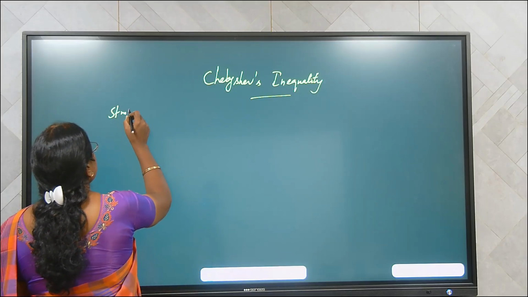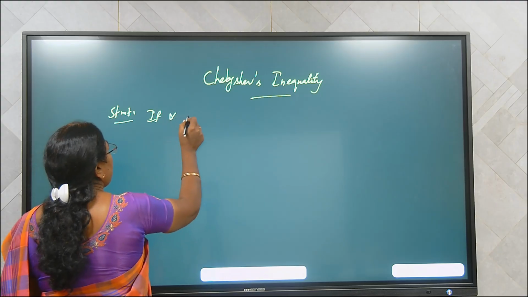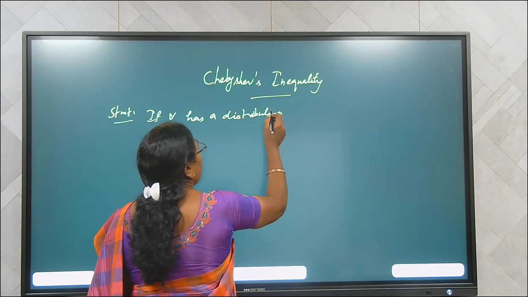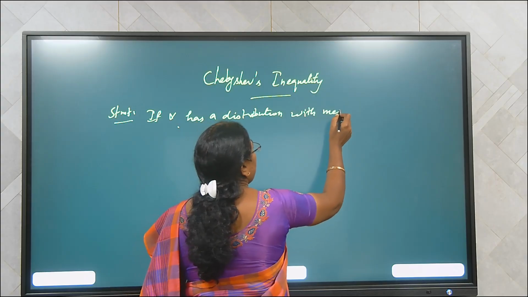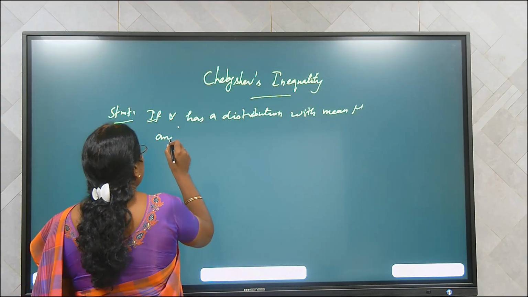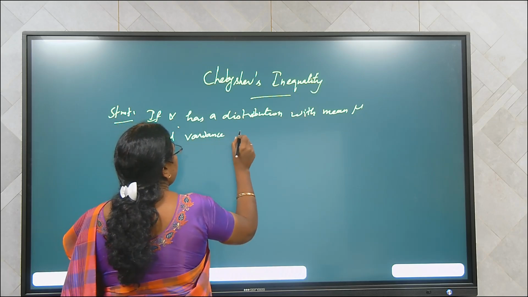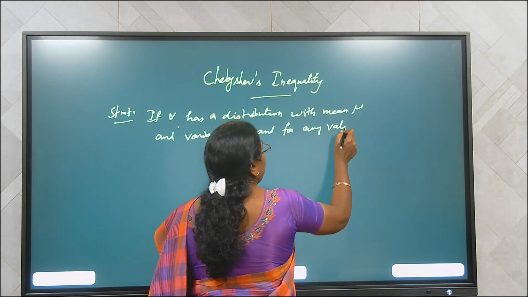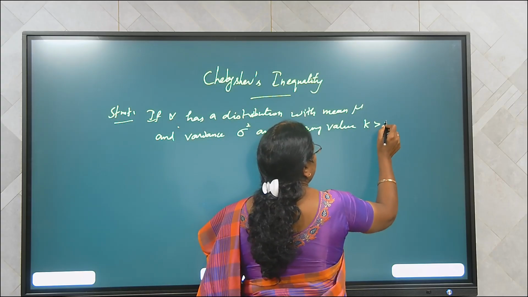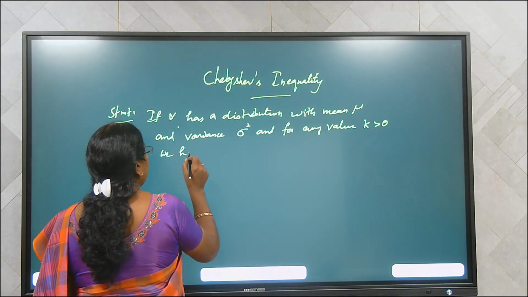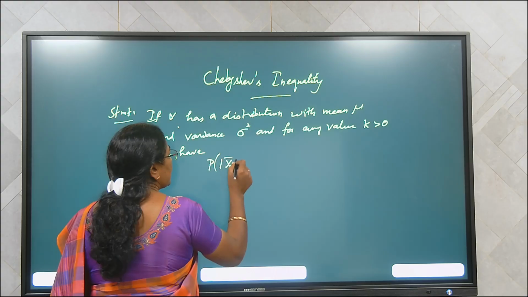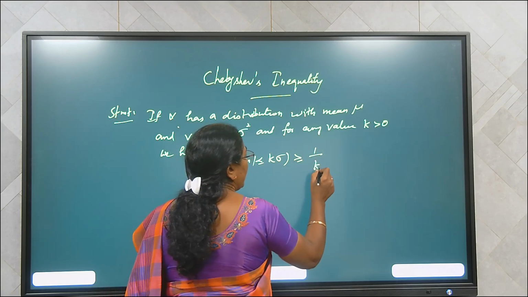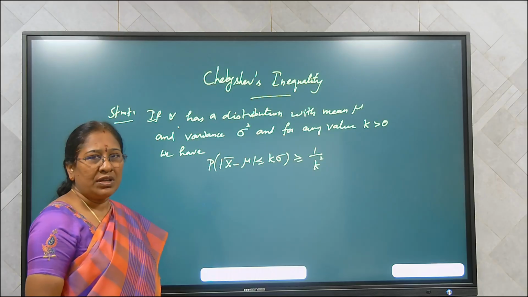Statement: if X has a distribution with mean mu and variance sigma square, and for any value k greater than 0, we have the probability of modulus of x bar minus mu less than or equal to k sigma is greater than or equal to 1 by k sigma. So this is the statement of Chebyshev's inequality.